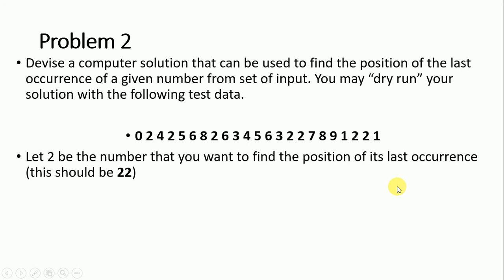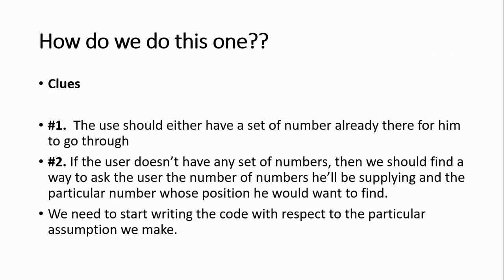So let's take a look at the next slide to help us think of how to go around this question. Now the clues: how do we go around this one? First clue is that there should either be a set of numbers already there for the user to go through. If this is something that someone is supposed to check, then either you have a list of items that you want us to go through.